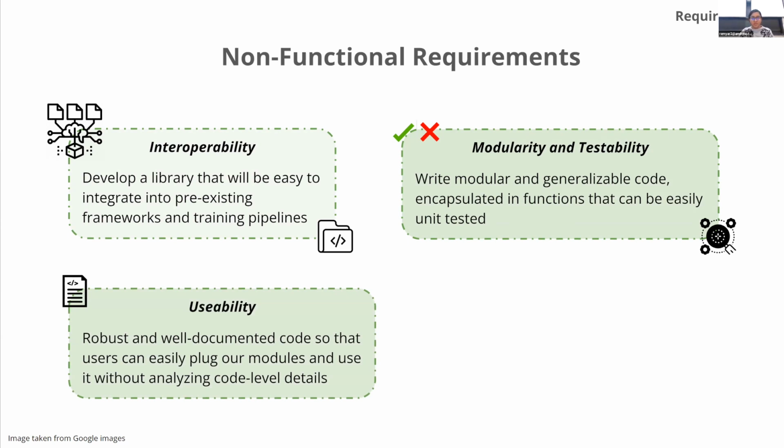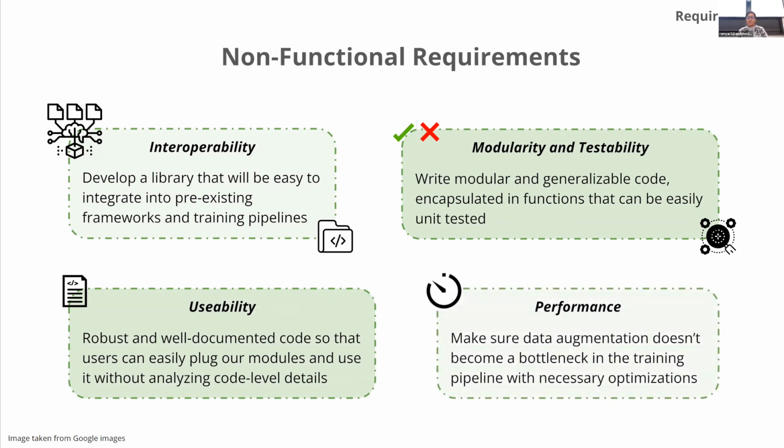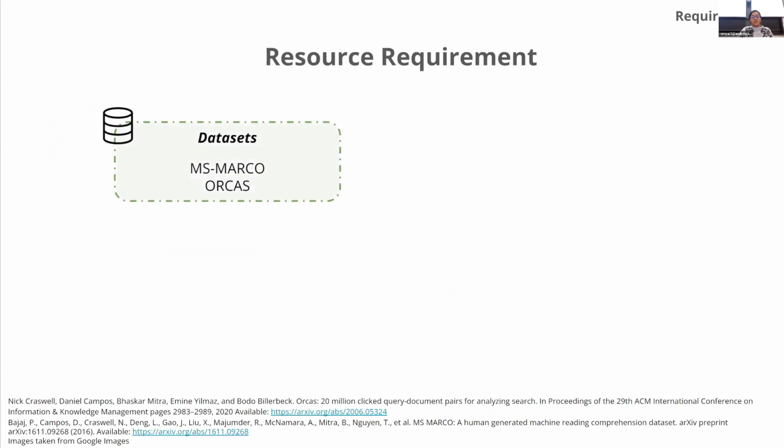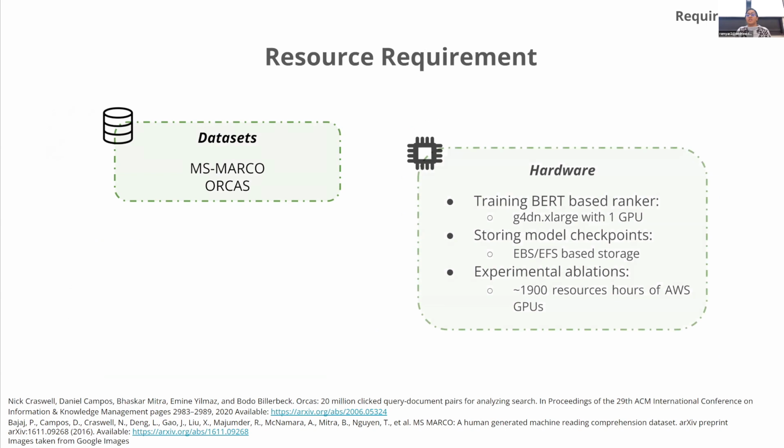any other IR framework. And we make sure that the data augmentation does not become a bottleneck in the training pipeline. The resources that are involved here are the data sets, MS Marco and Orcus, which were procured and pre-processed. The hardware that we've used is basically for training BERT-based rankers, GPU with G4D and XLarge, and approximately 19,000 resource hours of AWS GPUs for experimental ablations, and for storing the model checkpoints, EBS and EFS-based storage.